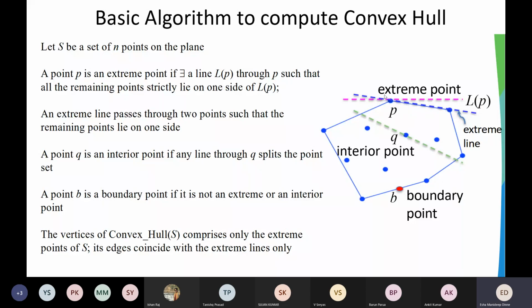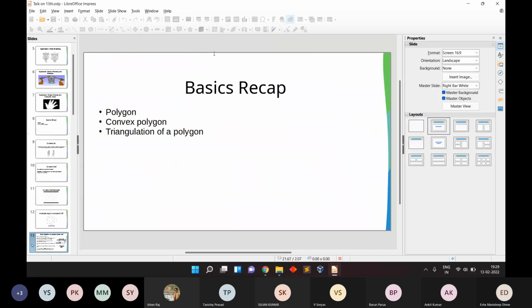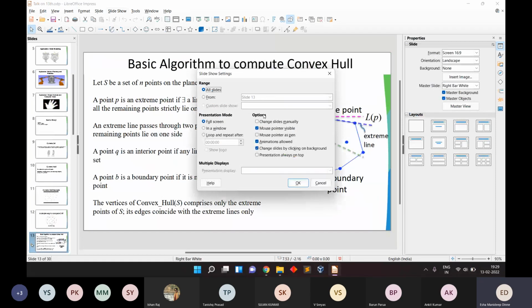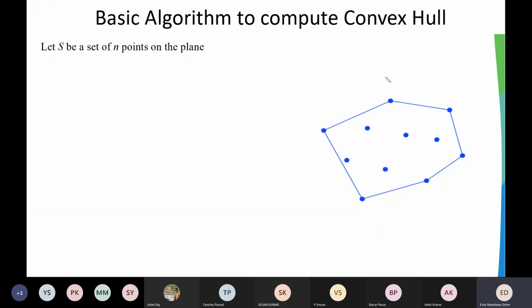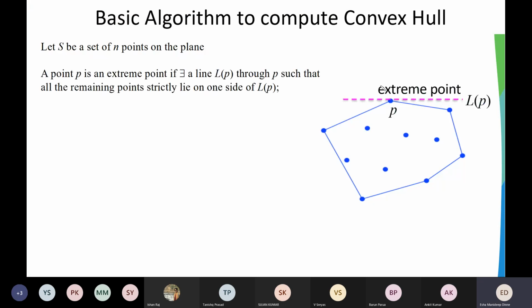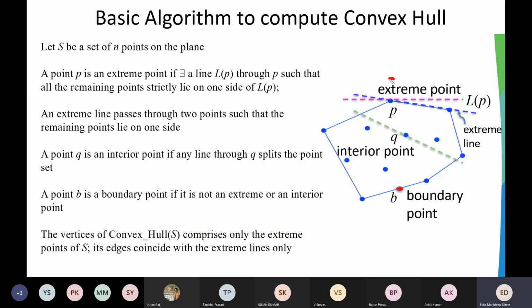Let's say this point is A, this point is B. Now, if you want to check whether this line segment AB is an edge in the convex hull or not, what you do is, for each other point, you check.